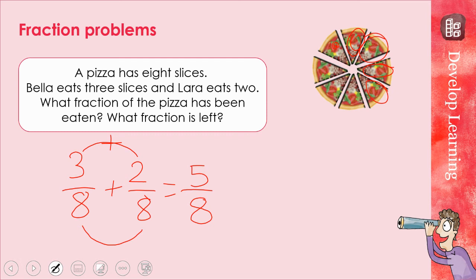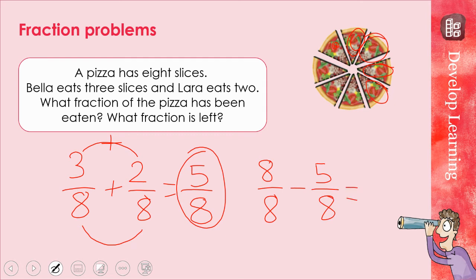What fraction then is left? Well, I started with 8/8 of a pizza, and I've subtracted by eating 5/8 of the pizza. So I can see that the denominators are the same, so it stays the same in the answer. And I'm doing 8 subtract 5, which is 3.